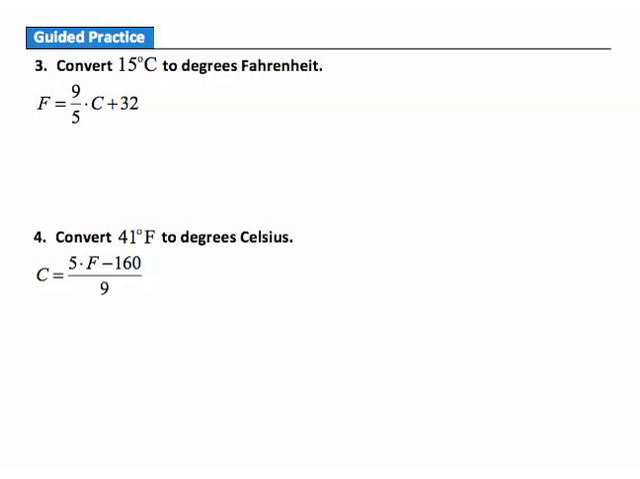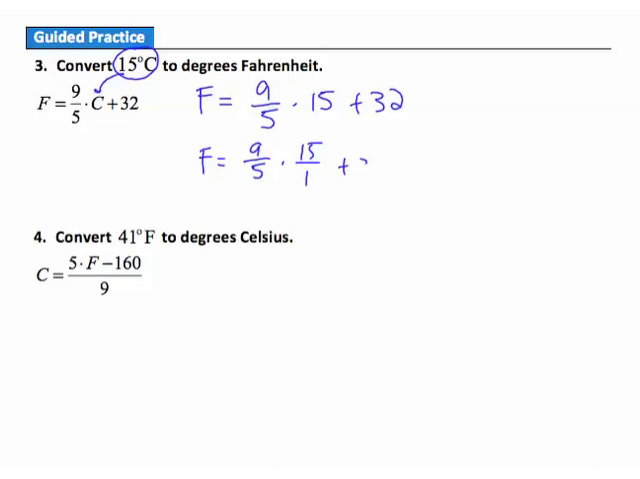Question 3. Convert 15 degrees Celsius to degrees Fahrenheit. Well, what I want to do is take this 15 degrees Celsius and plug it into that formula for C. So let's write this out. So we would have F equals 9/5 times 15 degrees plus 32. And now to multiply 15 times 9/5, I would have to write 15 as a fraction. So it would be 9/5 times 15 over 1 plus 32.